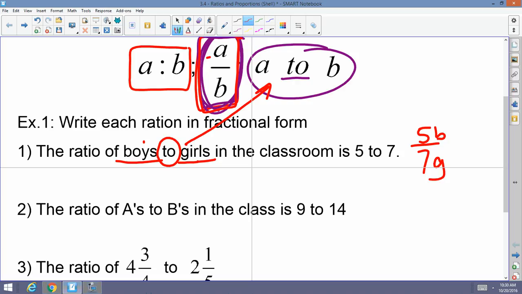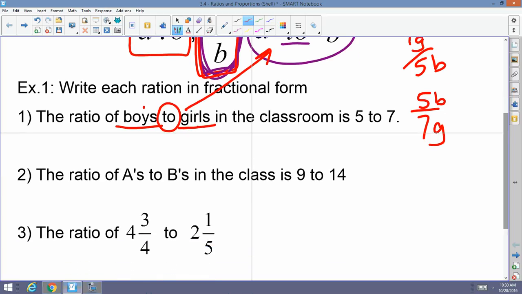But if I had told you the ratio of girls to boys, I want the ratio of girls to boys, what would the ratio be? Right, 7 over 5. 7 girls to 5 boys. If I said girls to boys. Great. Okay, the ratio of A's to B's in the class is 9 to 14. What's my ratio? 9 whats? 9 A's for every 14 B's. Now you may say, that's not the same unit. Yes, it is. They're grades. Grades are all the same unit.